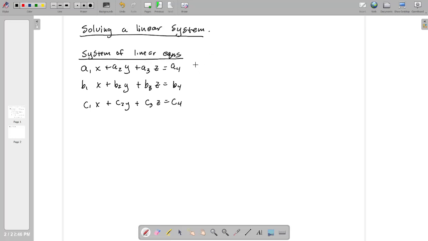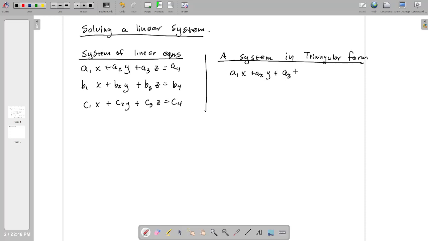Now let me show you the triangular form of a system of linear equations. So suppose instead that we had a system that looked like this. a1x plus a2y plus a3z is equal to a4, b2y plus b3z is equal to b4, and c3z is equal to c4. Now this system here is very, very easy to solve. In this system, we have three equations, three unknowns. All of these equations are using x, y, and z as their variables.